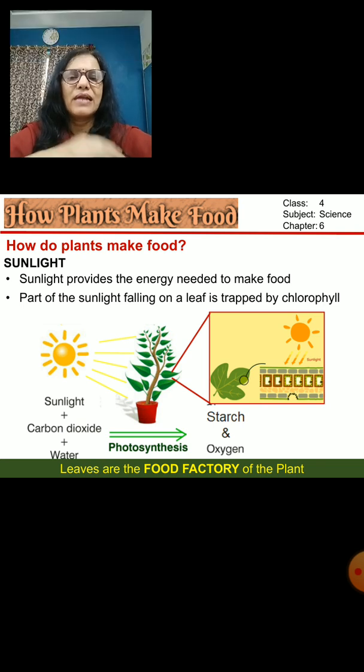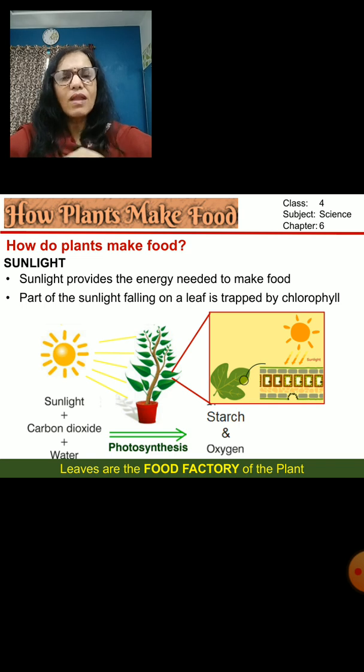And see below, the equation is shown. It shows what happens in this process: sunlight plus carbon dioxide plus water. All these things, with the help of chlorophyll, in the process of photosynthesis, make starch and oxygen. So starch is the food which the plants make for themselves, right?